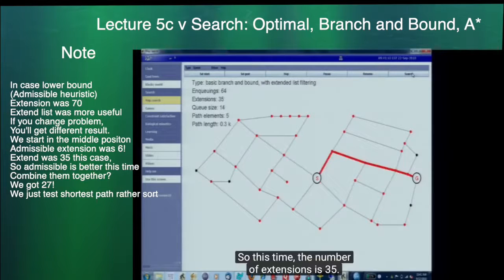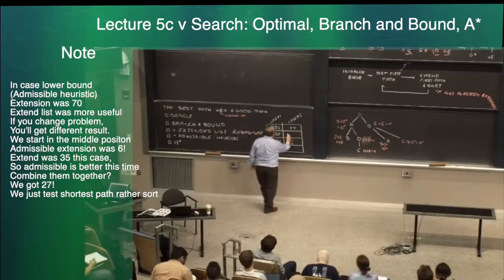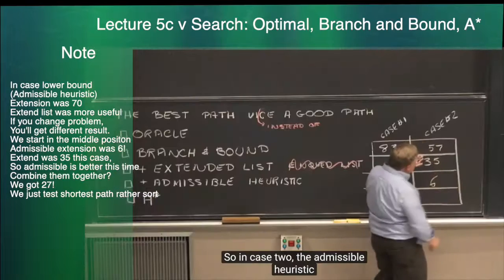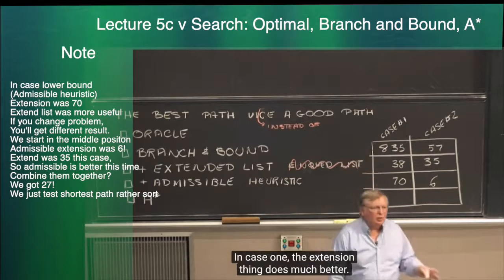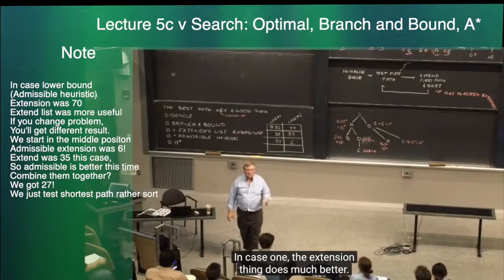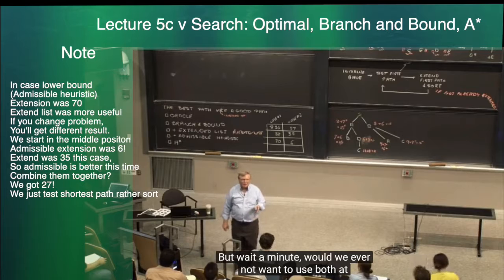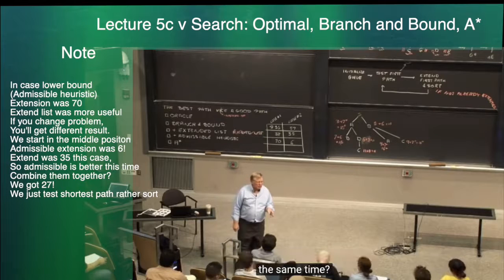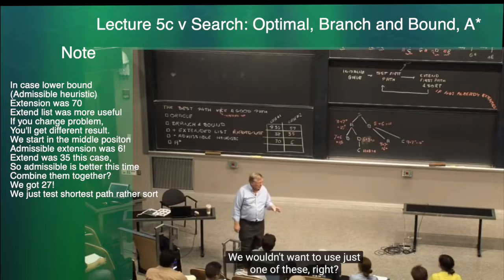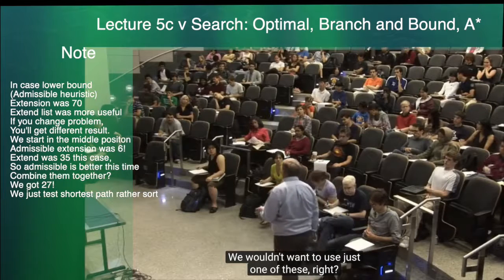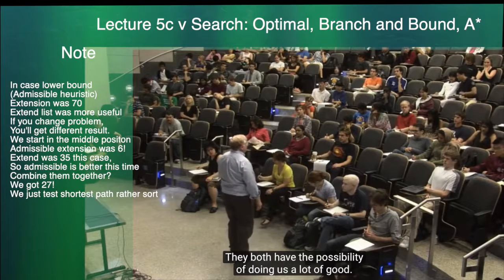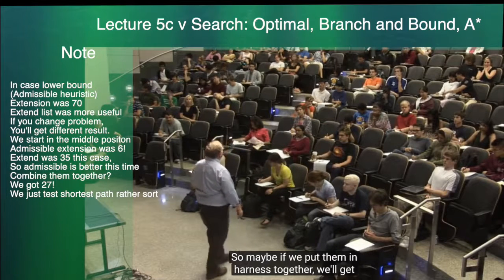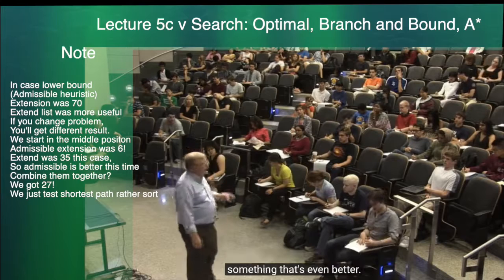So this time the number of extensions is 35. So in case 2, the admissible heuristic does very much better. In case 1, the extension thing does much better. But wait a minute. Would we ever not want to use both at the same time? No, we'd never not. We wouldn't want to use just one of these, right? They both seem to have the possibility of doing us a lot of good. So maybe if we put them in harness together, we'll get something that's even better.